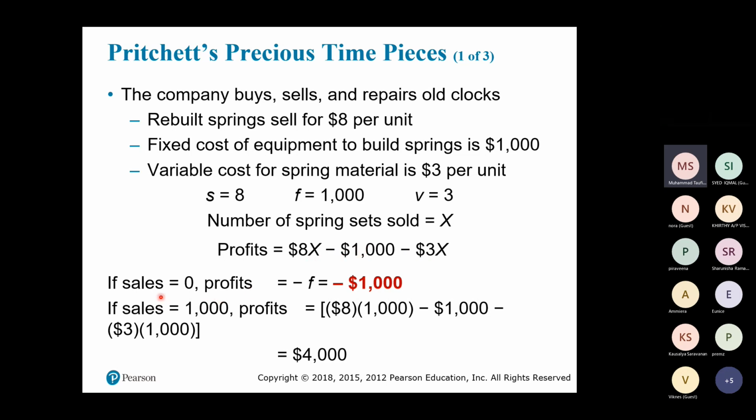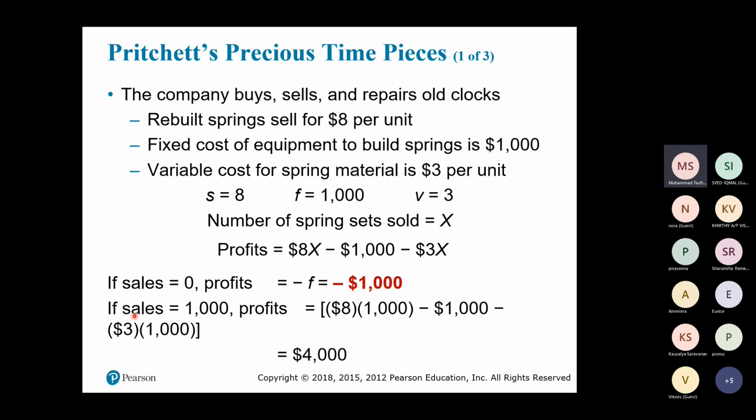So if your sale is 0, it means that you didn't sell anything, then you will have a loss of $1,000. You will lose your money, because you have to pay for the equipment first, right? So you have to buy the equipment, but you didn't sell anything, then you will incur losses in your business. You will lose $1,000 of capital from buying the equipment.